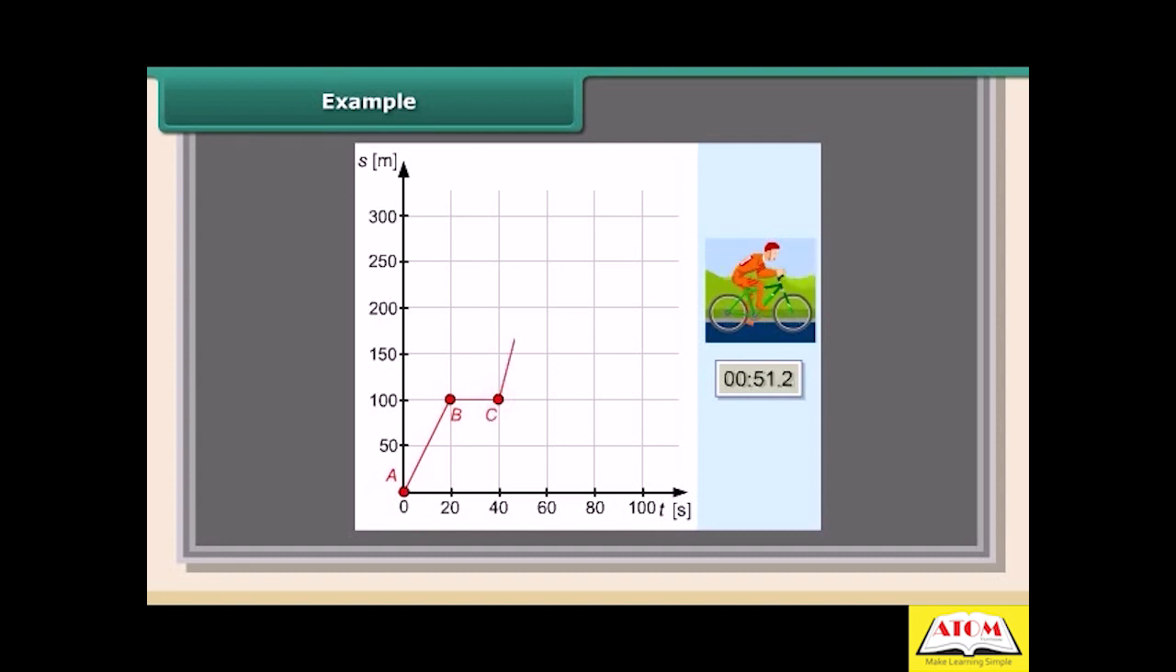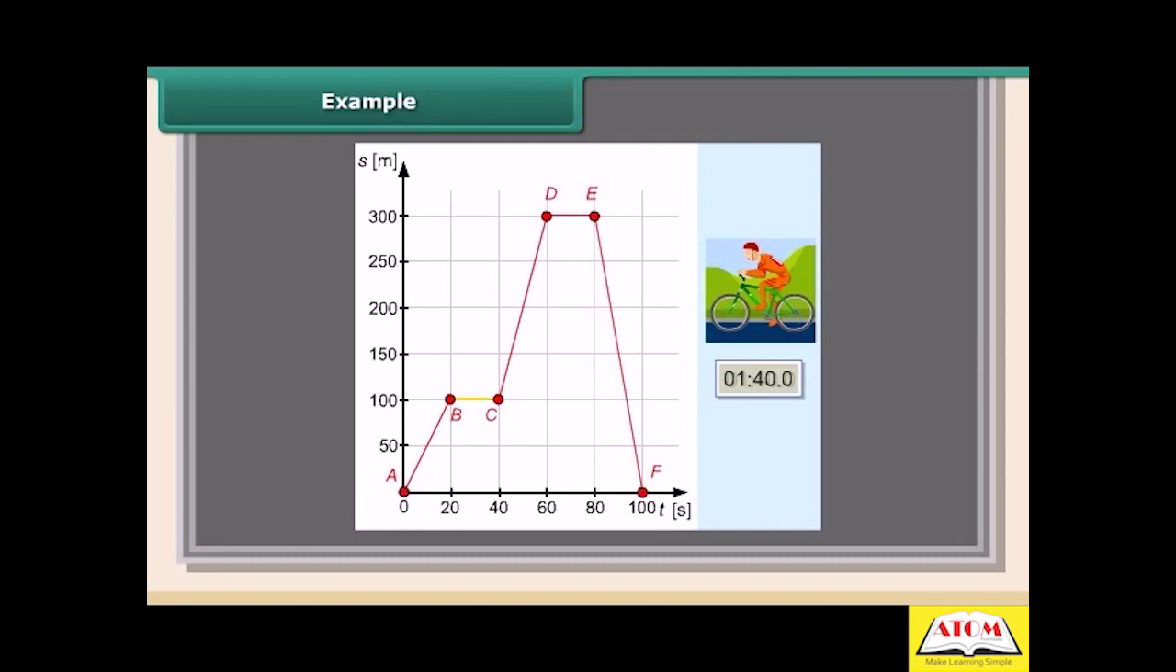From the graph, we can determine the location of the cyclist at a given moment, the type of motion with which he was traveling along particular segments, his speed, the distance he covered, and even his direction of movement. So from segment AB, we can discover that the cyclist covered the distance of 100 meters in 20 seconds, moving at a constant speed of 5 meters per second.